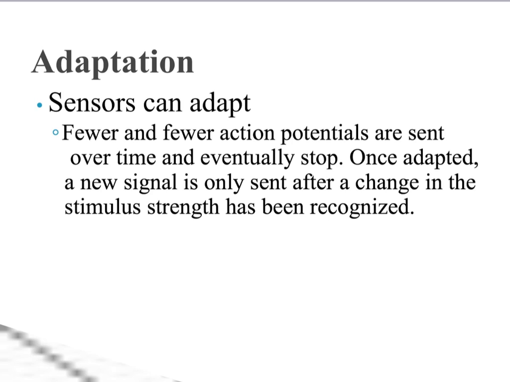Adaptation occurs as sensors adapt to a stimulus. So over time, when a stimulus has been constant, those neurons become less responsive to that stimulus. They'll start to send fewer and fewer action potentials, and eventually they may stop sending an impulse altogether. Once a neuron has adapted, it won't tend to send a new signal again until the stimulus has changed. So it's either gotten stronger, it's gotten weaker, but it's not the same strength of a stimulus anymore. Something is different. And there's an evolutionary reason to do that.